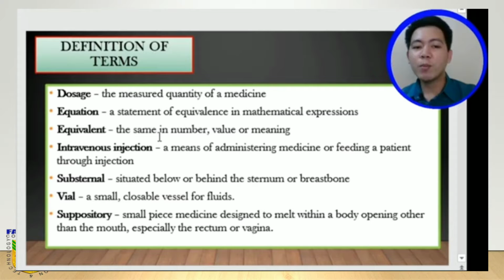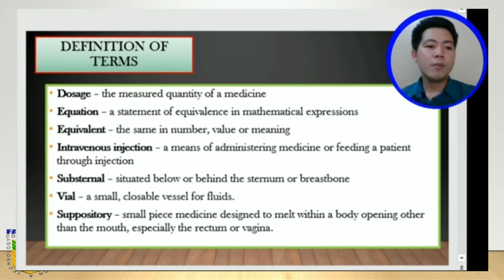Intravenous injection, a means of administering medicine or feeding a patient through injection. Substernal, meaning to say, situated below or behind the sternum or breastbone. Vial, a small closable vessel for fluids. Suppository naman, a small piece of medicine designed to melt within a body opening other than the mouth. So, ibig sabihin, nilalagay ito sa rectum o kaya sa vagina.